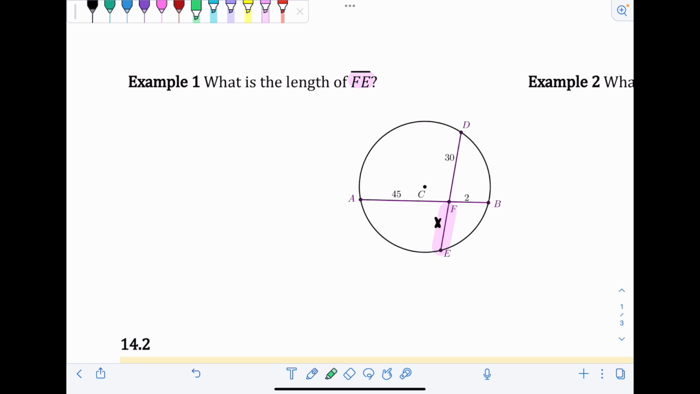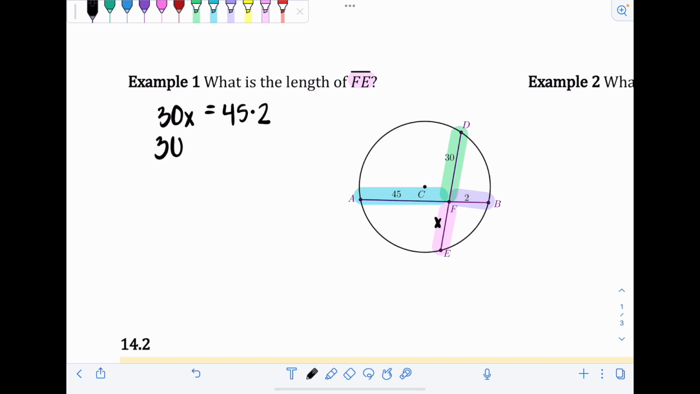So we know that if we take one chord and multiply its individual segments together, it should be equal to the individual segments multiplied together of the other chord. So from this chord, DE, the individual segments are 30 and X. So I would say 30 times X equals the other chord, where the individual segments are 45 and 2. So equals 45 times 2. Now I have an equation with one unknown, so I can solve for it.